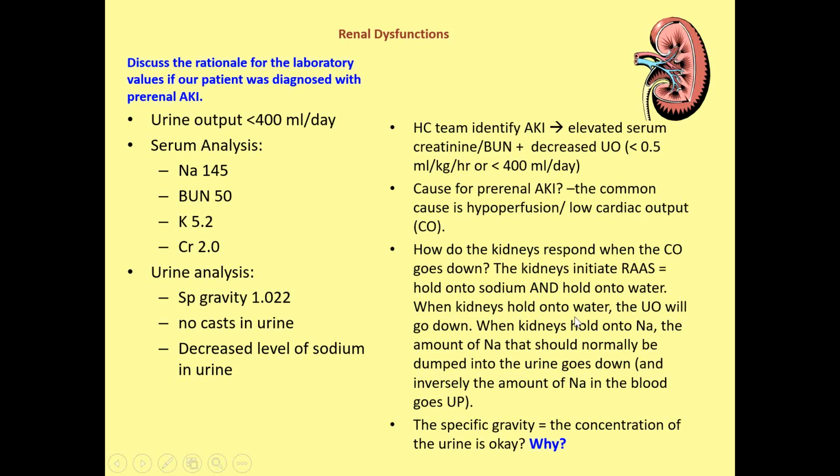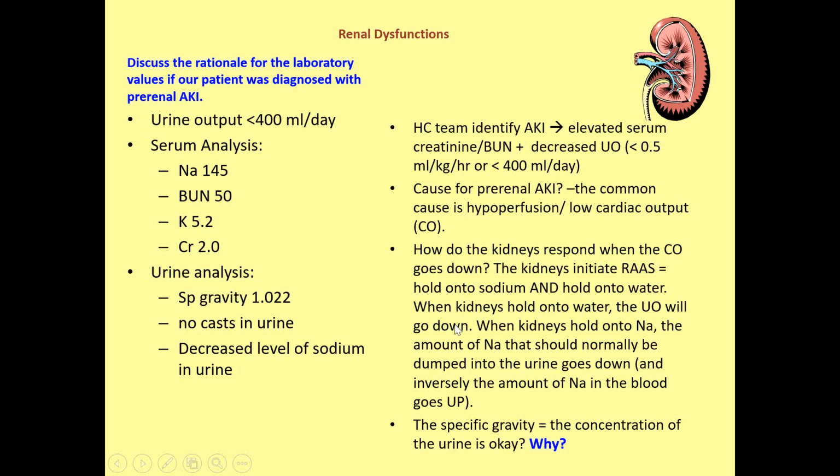I'm sorry. The kidneys hold on to sodium, which ultimately causes the retention of water. So let me rephrase that so that I don't mess this up. So we've got cardiac output goes down, kidneys initiate RAS. The last A in RAS is aldosterone. The kidneys then hold on to sodium, which then holds on to water. When the kidney holds on to water, the urine output goes down.